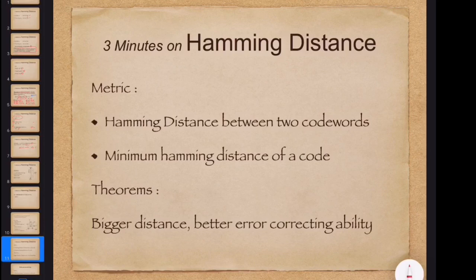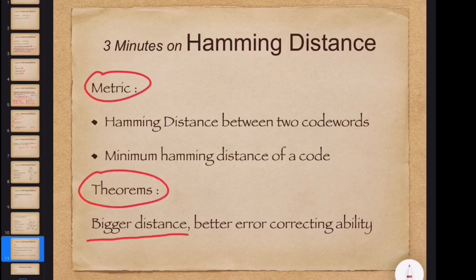Let's summarize what we just talked about. We introduced a metric measuring the distance between 2 code words. We also introduced 2 theorems. Generally speaking, the bigger the distance, the better the error correcting ability.